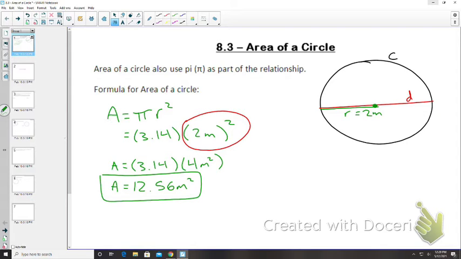All right, so that's a little bit of background on circles and our newly introduced formula for area of a circle. Area is equal to pi r squared. Again, that is another important formula. You don't need to memorize that, but make sure you know how to use it.